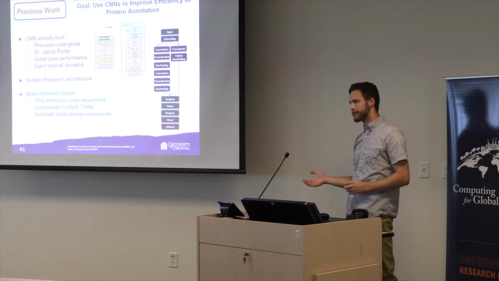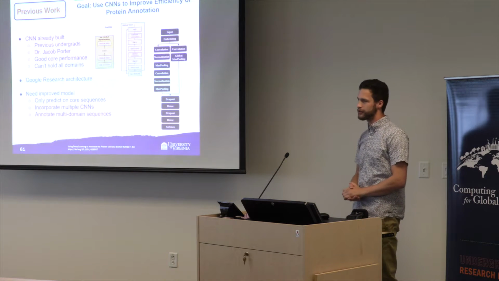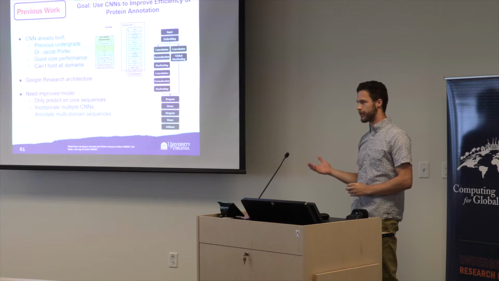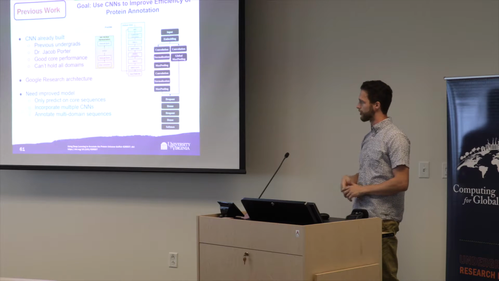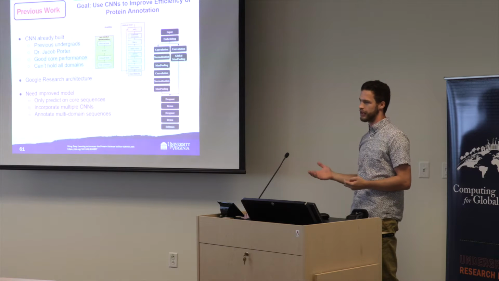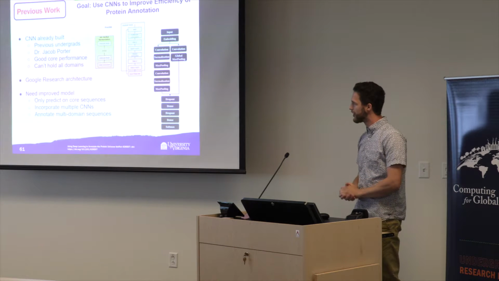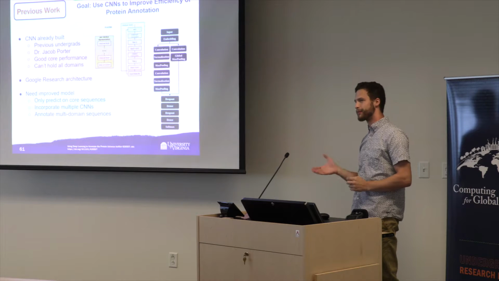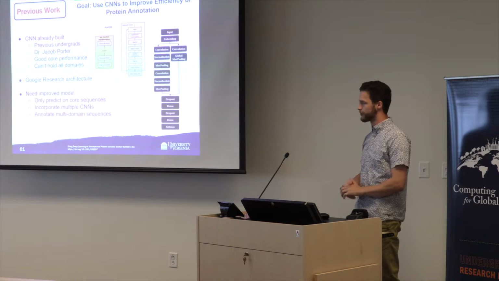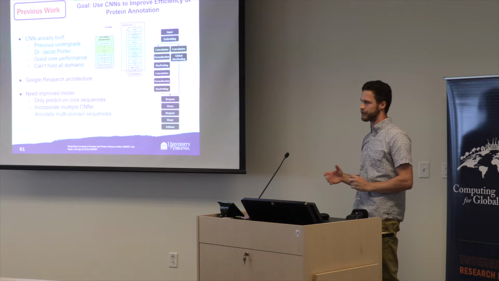Okay, and so some previous work that's been done in this project: some previous undergraduates as well as a current postdoc, Dr. Jacob Porter, worked on this convolutional neural network. The architecture that they came up with is on the right-hand side. It shows pretty good core performance, which is predicting and annotating on core sequences. However, it showed poor performance on profile sequences, and that's a problem we're trying to deal with. As well, it can't hold all the domains without suffering some accuracy and F1 score. So we're trying to figure out how to deal with that.